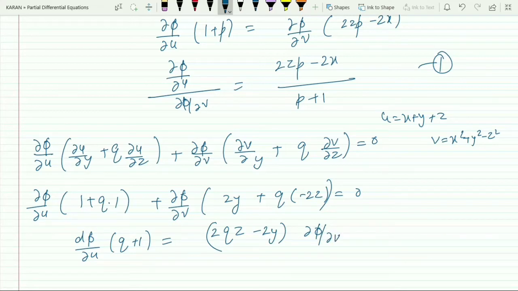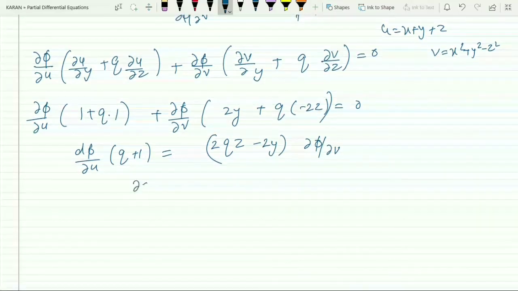So we can easily find out the value of ∂phi/∂u divided by ∂phi/∂v.